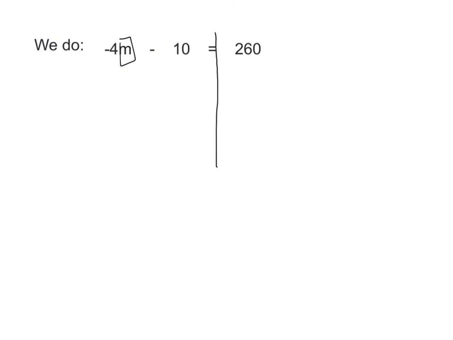So opposite order of operations, I'm going to want to deal with the subtraction first. So I look at the equation, I say, okay, it's being subtracted 10. What is the inverse of subtracting 10? Adding 10. So I'm going to add 10 to both sides. When I do that, this side equals -4m, because this -10 plus 10 equals 0. So then equal 260 plus 10 is 270. So now I'm going to box my variable again because it's still not isolated. I still need to isolate it.